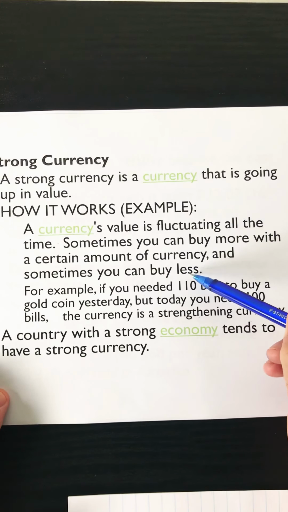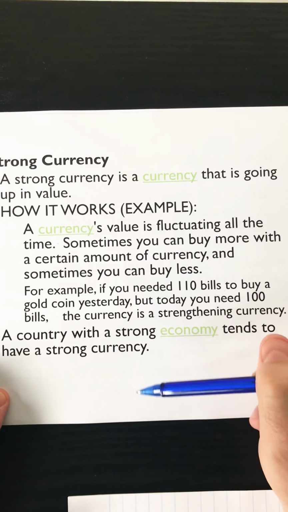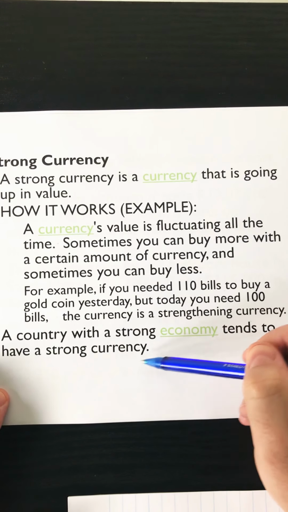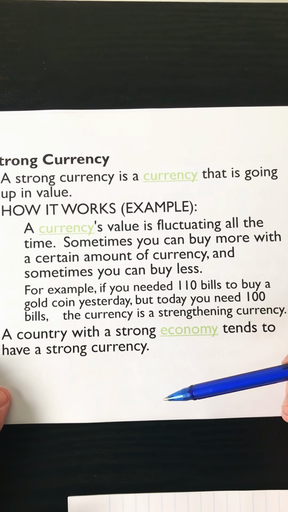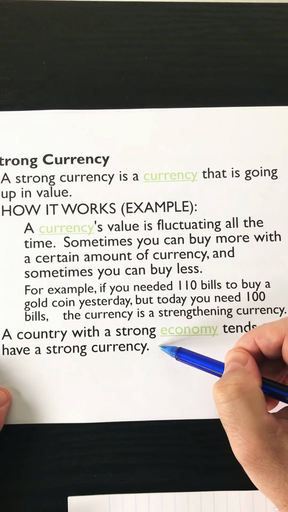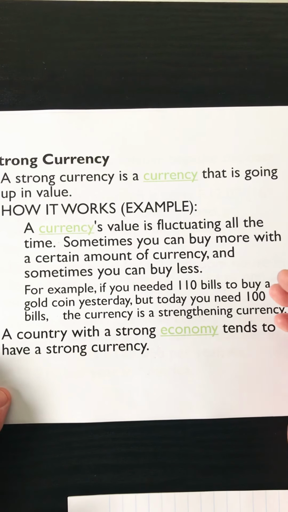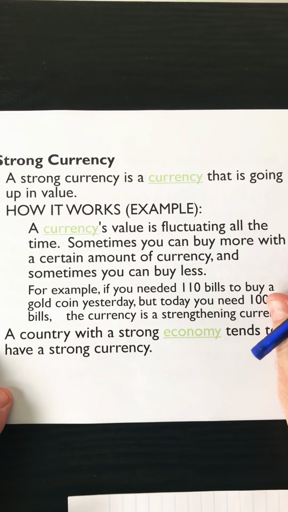In other words, if you have to give up less of one country's currency to gain another country's currency, your currency is strengthening in value. A country with a strong economy tends to have a strong currency. Highly industrialized countries like the UK, Canada, America usually have stronger currencies because they are highly industrialized, therefore importing. They would like to have a higher importing power in the world to manufacture goods inside their own domestic economies.